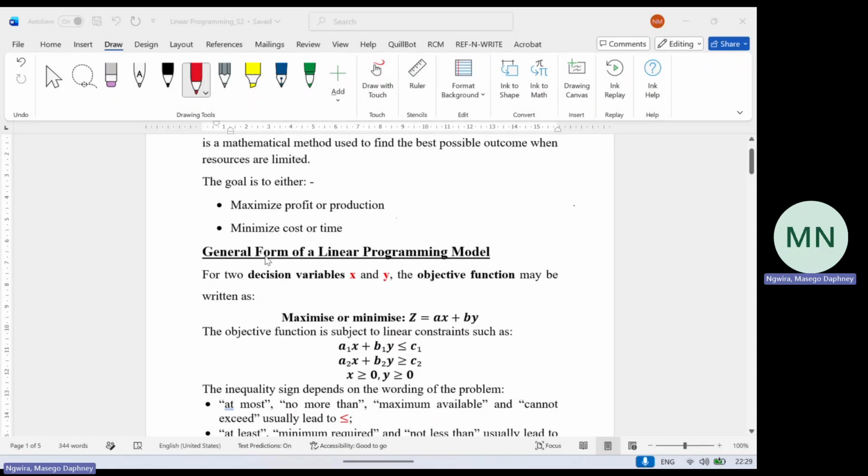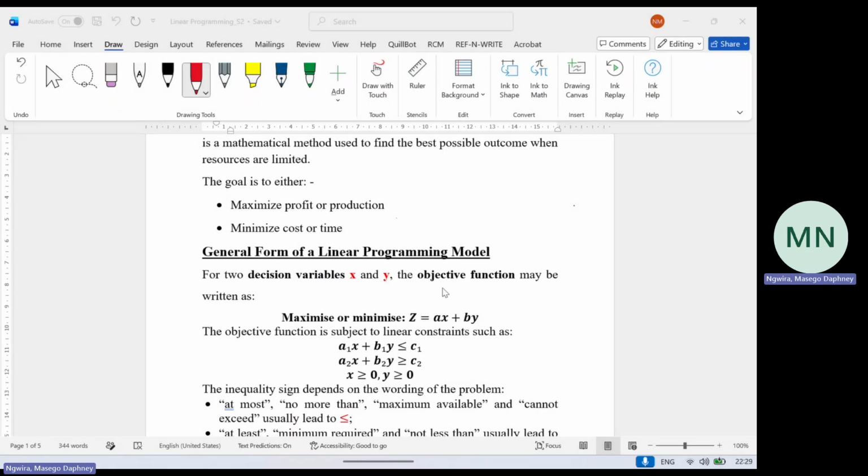And then we have the general form of a linear programming model. So for two decision variables, x and y, the objective function may be written as maximize or minimize, which is equal to ax plus by. So remember, x and y are your decision variables. Decision variables are unknown quantities that must be determined. You will see this in your study guide.